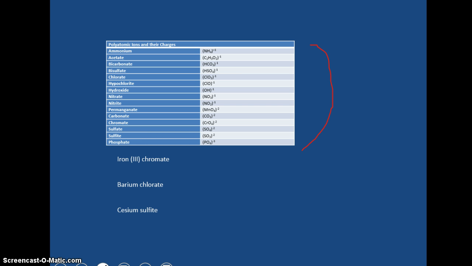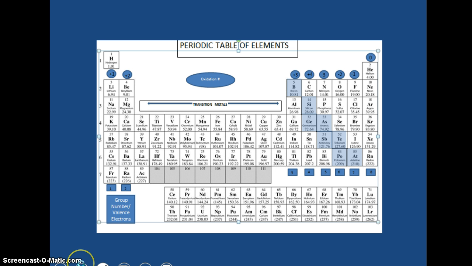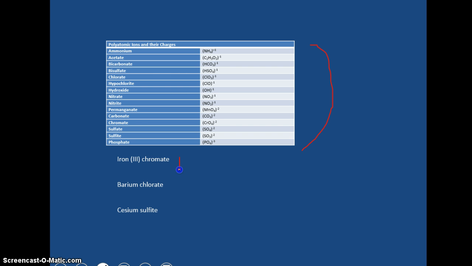First we've got iron 3 chromate. Notice the second name is the one that is not an element. So the second name, chromate, is going to be in that table. But first, let's find iron on the periodic table so we know what that one is. Iron is right here, so that's Fe, and it's a transition metal, so you want to use that Roman numeral as the oxidation number. So Roman numeral 3, so we have an oxidation number of 3.